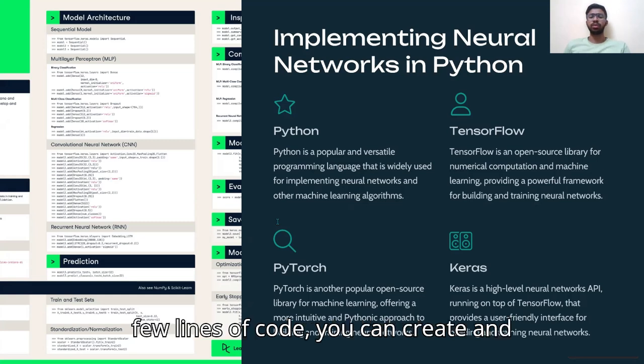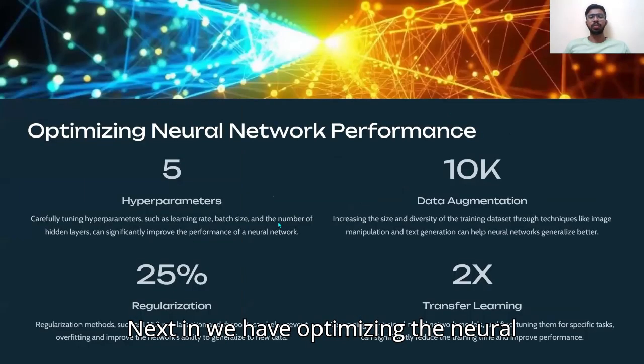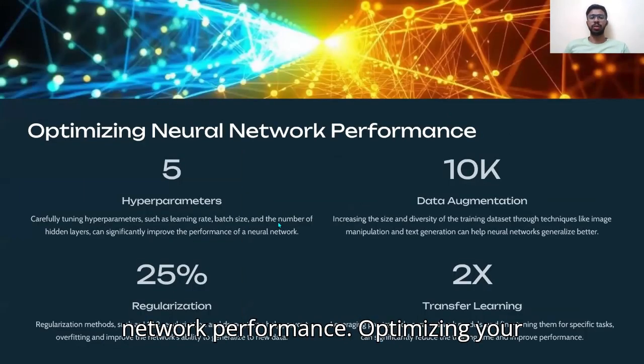With just a few lines of code, you can create and train your own neural network to tackle complex tasks. Let's say you want to train a model to recognize handwritten digits. You can use the MNIST dataset, preprocess the data, and then build a model using layers like Dense, Dropout, and Conv2D layers.